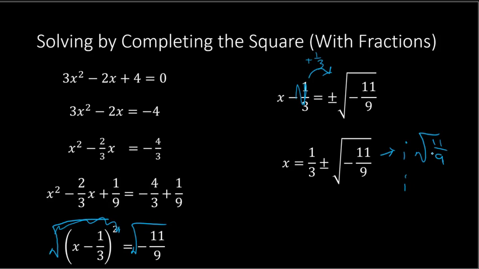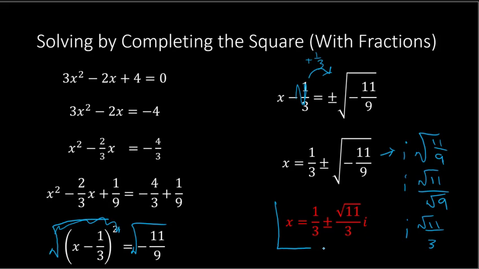All right, now that radical we can separate. We get the square root of 11 over the square root of 9. The square root of 9 is 3. So we have i times square root of 11 over 3. And normally we write the i on the right side of the number. So we see that typed up right here, where you have the 1/3 plus or minus the square root of 11 over 3 times i. So this would be your answer to that equation.